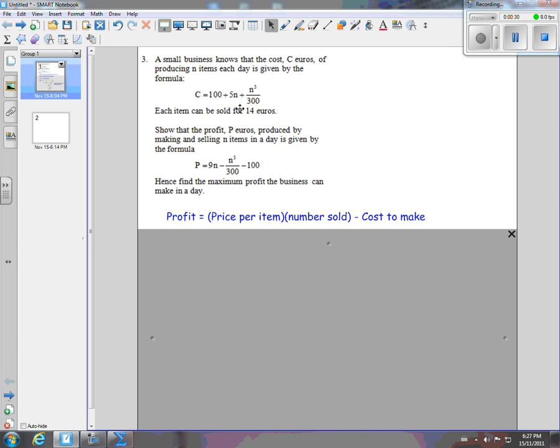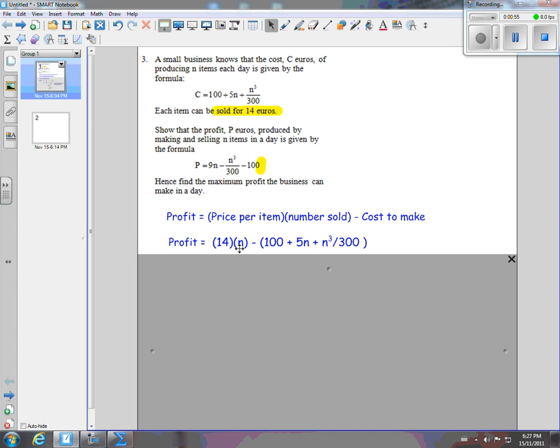So for this question, we have 14 euros for each item. It says right here 14 euros is how much they'll sell for. Okay, and we need to prove that this equation here is indeed the profit equation. So common sense would say if the price per item is 14 euros, we would be able to sell n items, the number of items, and we'll have to subtract what the cost was to make them, and we're told the cost right over here. So we can just basically substitute this cost equation in here for cost.